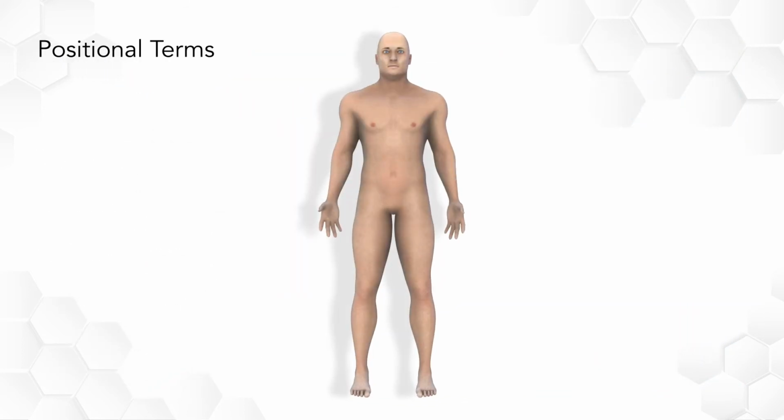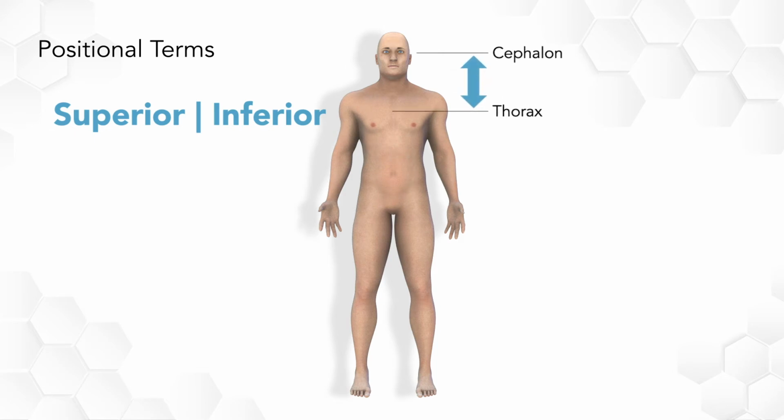Positional terms can be grouped into pairs. Examples of these would be the terms superior and inferior. Superior means above and inferior means below. We could write a statement saying that the head is superior to the chest, or to be more specific, the cephalon is superior to the thorax. The reverse of this phrase would also be true.